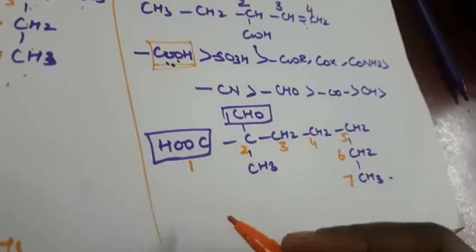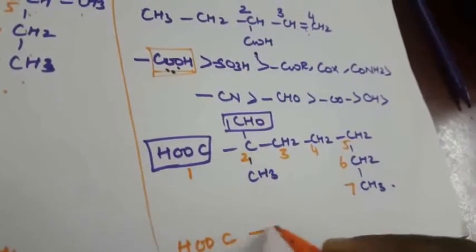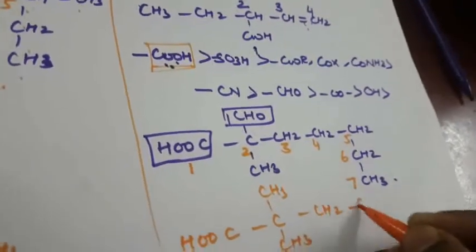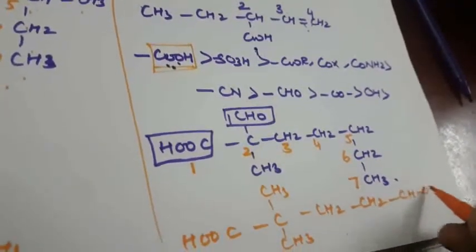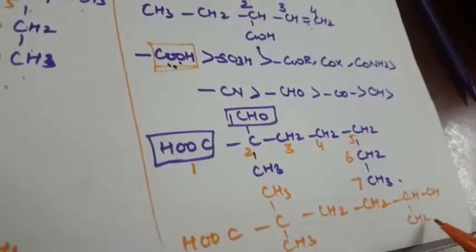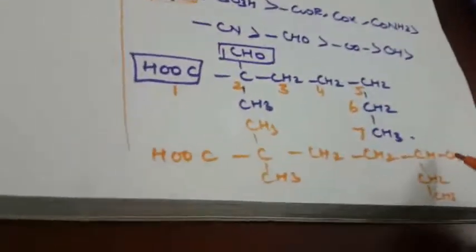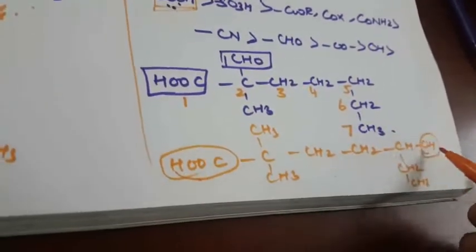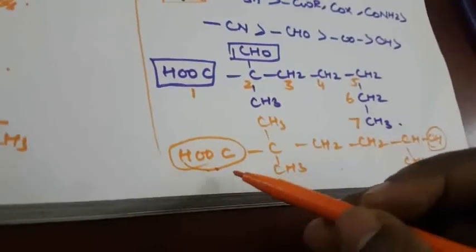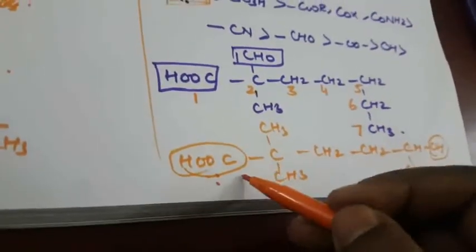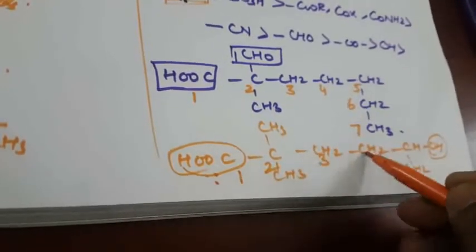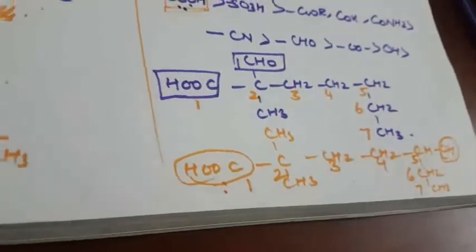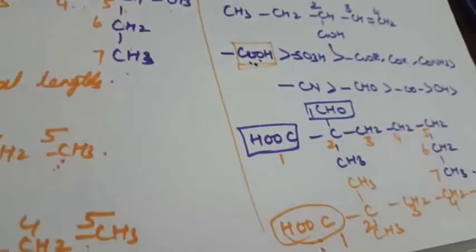Another one, with more than 2 functional groups: CH3, CH3, CH2, CHOH. Okay, here what are the functional groups? The OH functional group is there. Here again the COOH functional group is there. There are two functional groups here, OH and COOH. Which side do you give the priority? COOH. Which side do you give number 1? 1, 2, 3, 4, 5, 6, 7. So the 6th position contains the alcohol functional group. This is the other priority for this one.